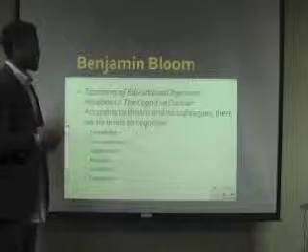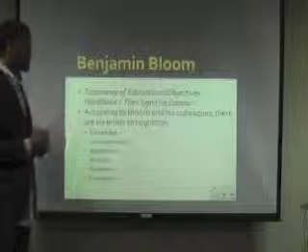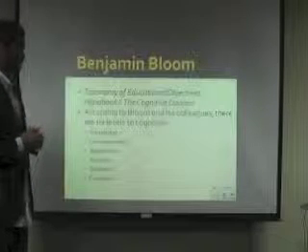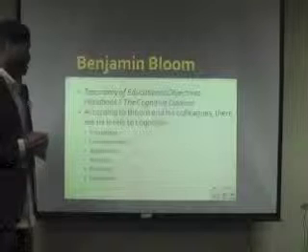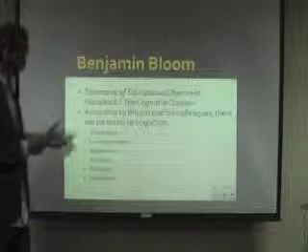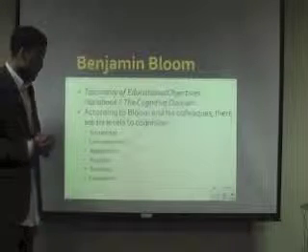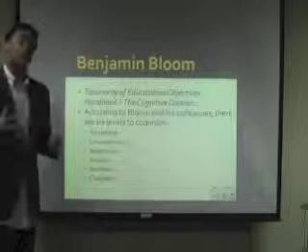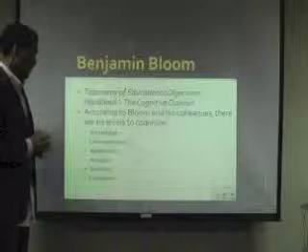So a lot of the work that's been done on objectives has been done by Benjamin Bloom, and what he and his colleagues came up with is the 6 levels of cognition. So the lower level thinking skills like knowledge, comprehension, and application, and then you have your higher level thinking skills like analysis, synthesis, and evaluation.